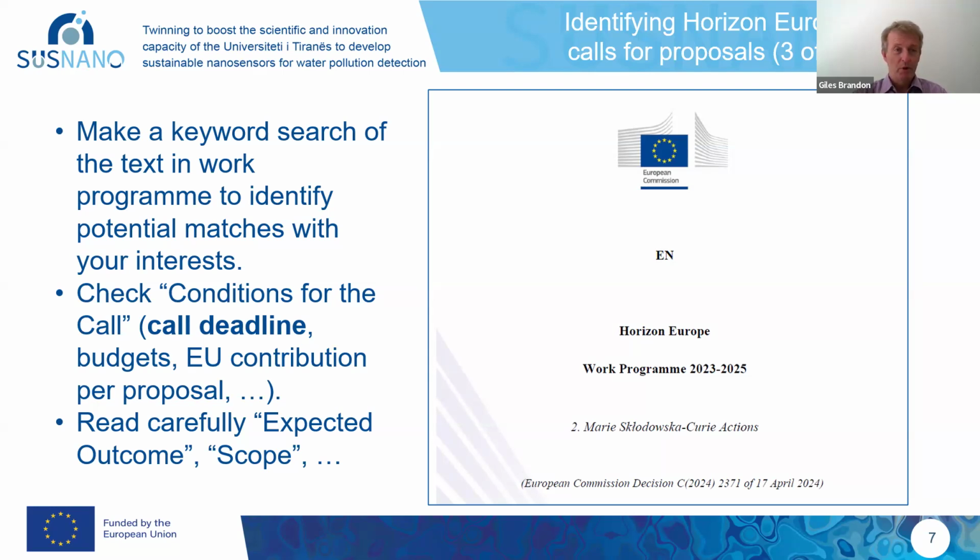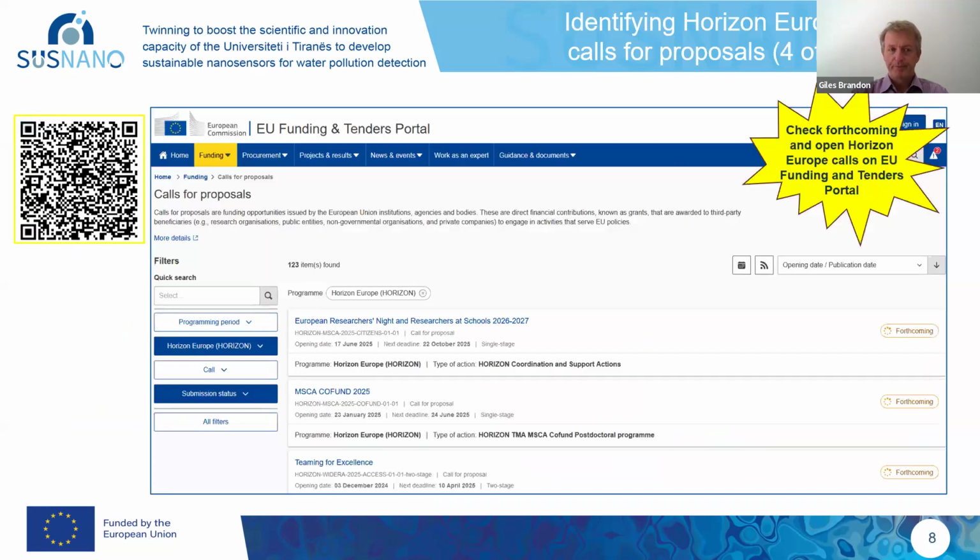But also when you're reading the work program and you're looking at a particular call, read also the other parts of the call text where it talks about expected outcome and scope. These will be essential for you to become very familiar with. So this is one route to find out about calls through work programs.